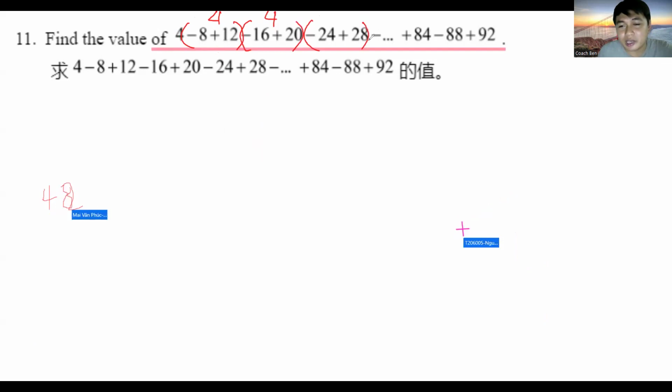Negative 24 plus 28. Again, reminders, everyone, please stop writing. Okay? Since there's an issue with annotation, I'm just going to disable annotation for everyone, okay?